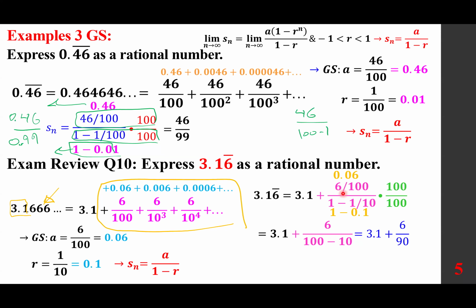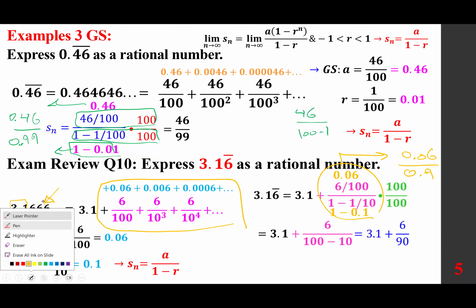And now I want to show you the decimal format, everybody: 0.06 over 1 minus 0.1, which means 0.06 over 0.9. And I hope you see that if you multiply this one and this one by 100, you get the same number, 6 over 90. Now, 6 over 90 simplifies to 2 over 30. And we have 3.1 plus that.